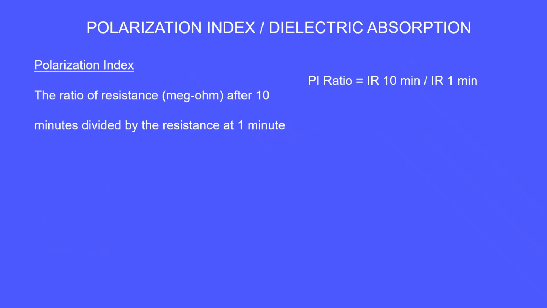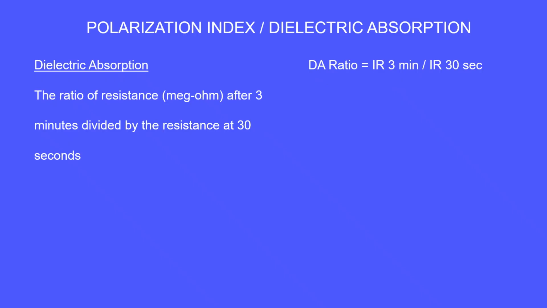During the PI test, the voltage is held for 10 minutes. The 10-minute resistance reading is divided by the 1-minute resistance reading. The result is a ratio. The expectation for healthy insulation is for the resistance measurement to increase over time and at least double, which is a ratio of 2. The dielectric absorption test, performed on smaller motors, is a test where the voltage is held for 3 minutes. The 3-minute resistance reading is divided by the 30-second resistance reading. The result is a ratio.